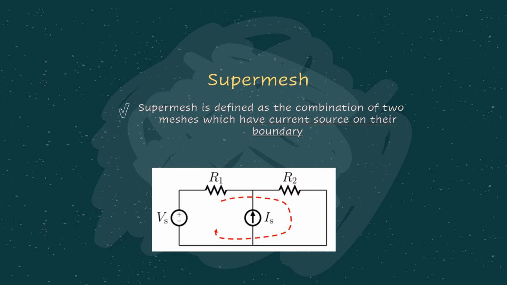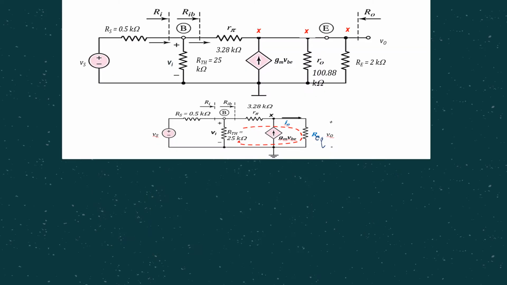This is super mesh, where super mesh is defined as the combination of two meshes which have a current source on their boundary. So remember, for this particular case, we have the current source GMVBE. So that's why we can consider this as one big KVL equation involving the current source in the middle. Okay, so now for this particular example, we just repeat the steps just now, but now we substitute all the values so that you can have a better look.